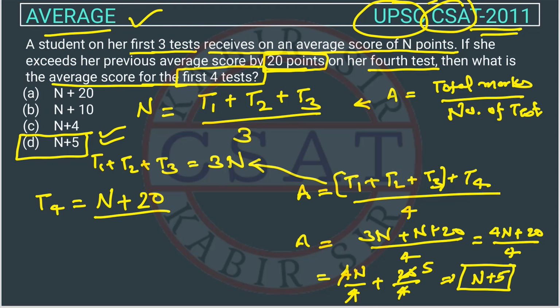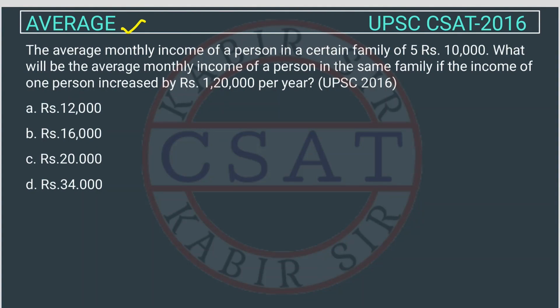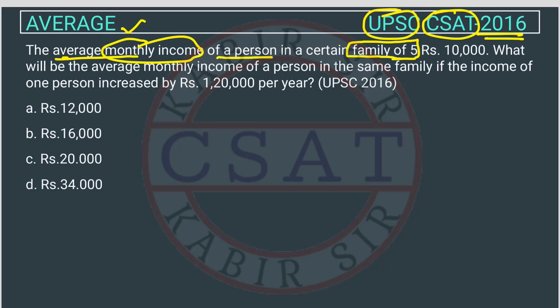I will explain this question personally. This is a question of average asked by UPSC CSAT exam 2016. The average monthly income of a person in a certain family of 5. How many members are there in the family? 5. And what is the average? 10,000. So what will be the average monthly income?